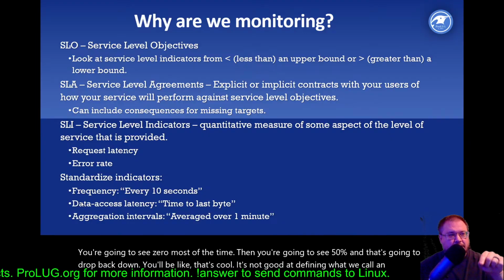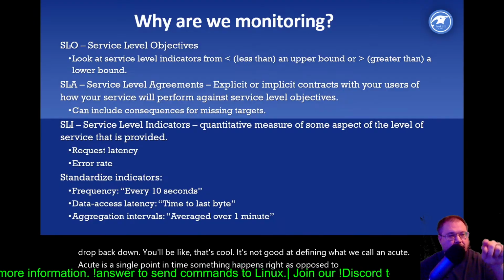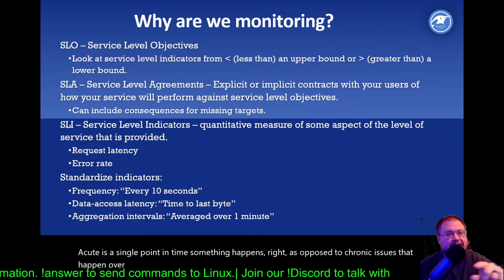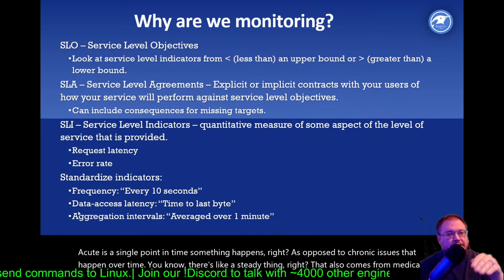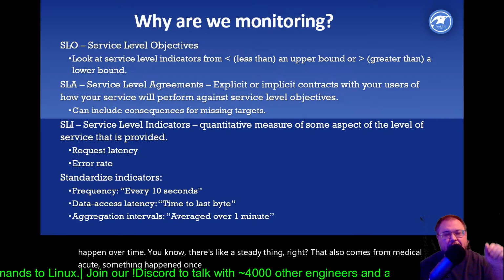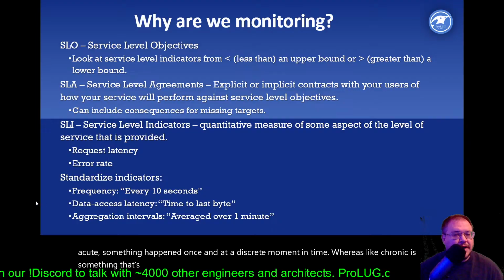Acute is a single point in time, something happens, right? As opposed to chronic issues that happen over time. There's like a steady thing, right? That also comes from medical. Acute, something happened once and at a discrete moment in time. Whereas chronic is something that's happening that we can track over time, right?